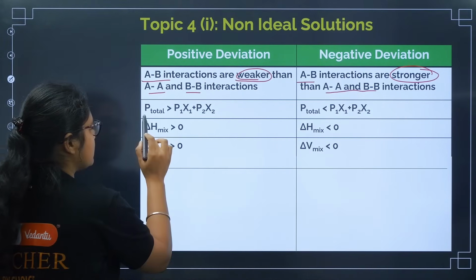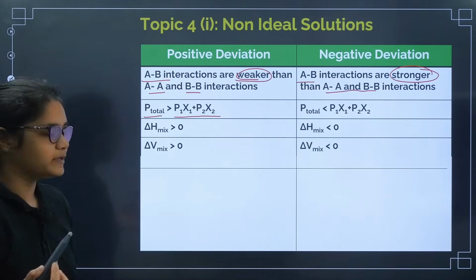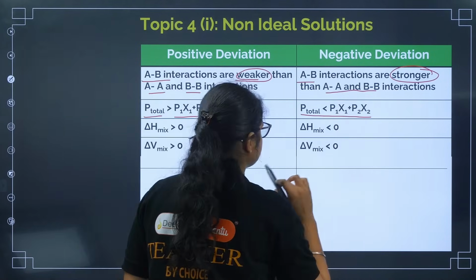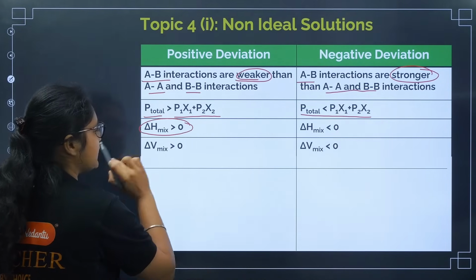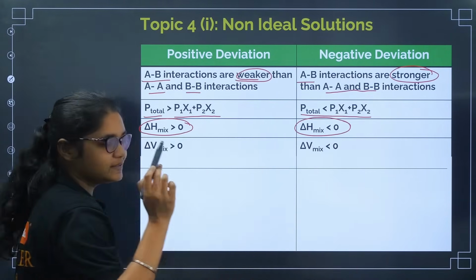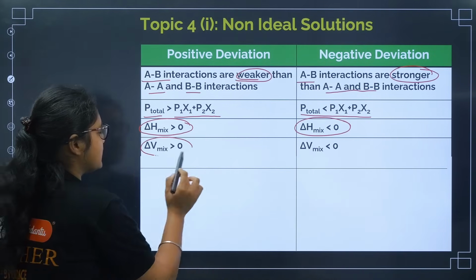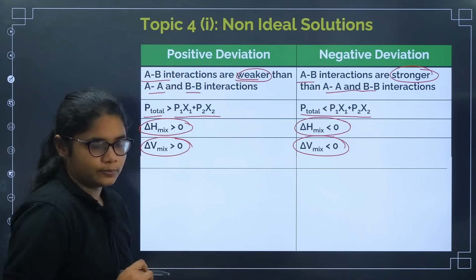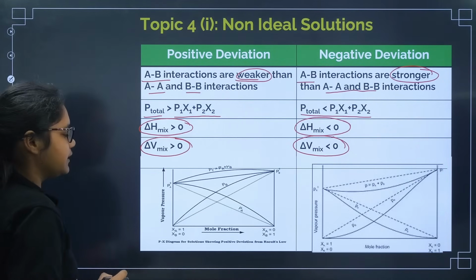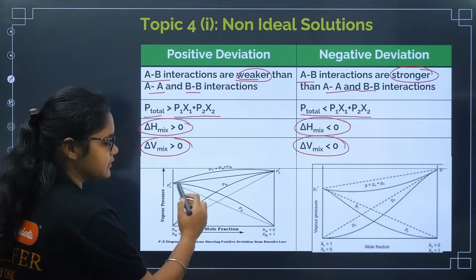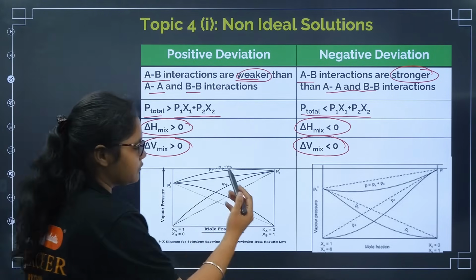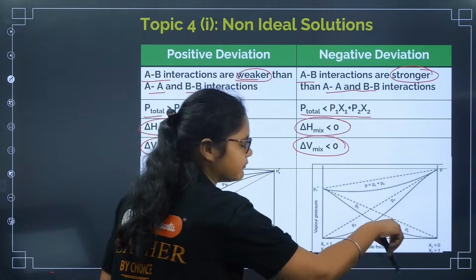Now if you see, in positive deviation the total pressure is greater than P1 x1 plus P2 x2, and in negative deviation the total pressure is less. Positive deviation: delta H mix is greater than 0, V mix is greater than 0. Negative deviation: delta H mix is less than 0, V mix is less than 0. Now you can just see the graph here. In positive deviation, the graph will be towards the top, and in negative deviation the graph will be depressed.